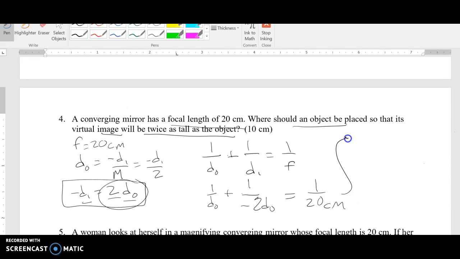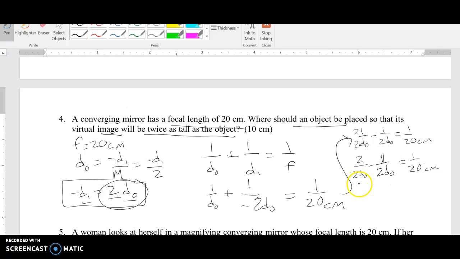We rearrange up here. We end up with having 1 over DO minus 1 over 2DO equals 1 over 20 centimeters. End up with 1 over 2DO. Trust me, do the math. You'll figure it out. Maybe I'll help you out. I want this to be 2 on bottom, so you can compare the fractions. So if we multiply the bottom by 2 and the top by 2, it keeps this fraction the same value. Now we've got the common denominator. So we can say 2 over 2DO minus 1 over 2DO equals 1 over 20 centimeters.